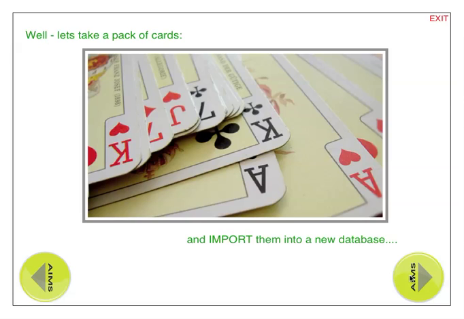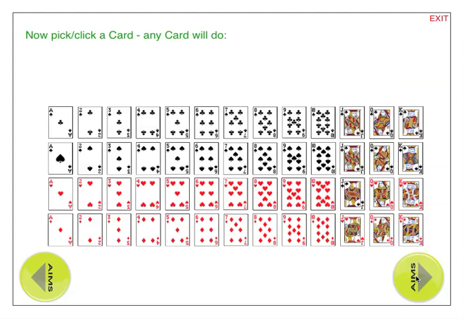So let's take a metaphor. Let's use a pack of cards and import them into a new database. Here they are. The system has automatically imported them and arranged them in suit order and in numerical order. So let's pick any card.